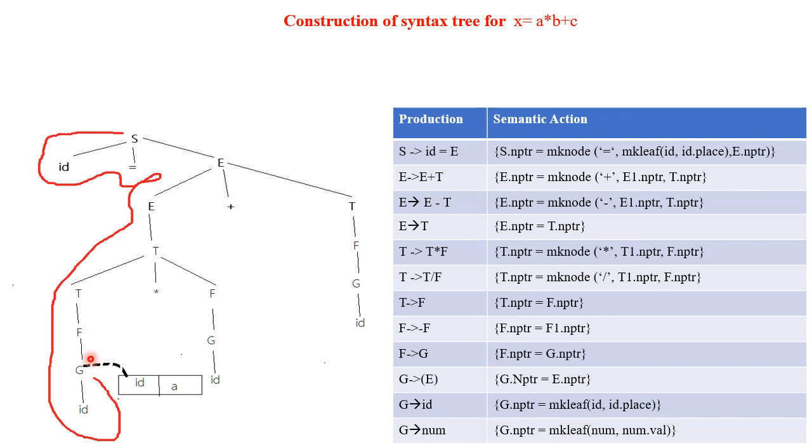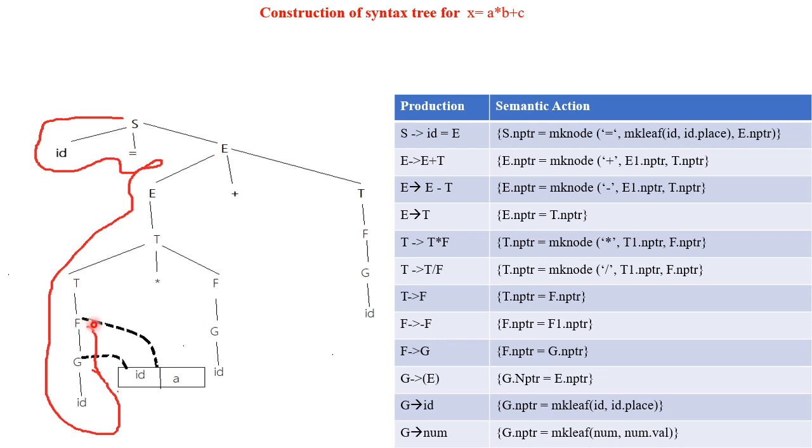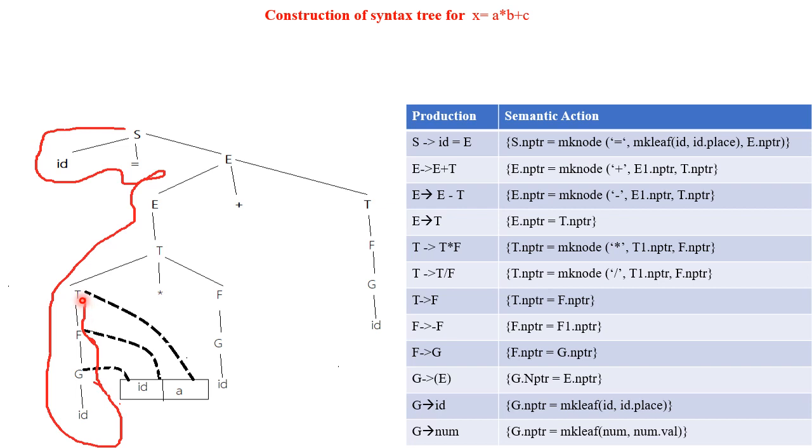Then we continue traversing, and when we reach here, what action do we want to perform? This F gives G. F gives G means the F pointer needs to hold the value of the G pointer. That means this F also needs to point to this node. Now continuing traversing, we got a reduction T gives F. When T gives F happens, the T pointer holds F dot nptr. T is also pointing to this node.